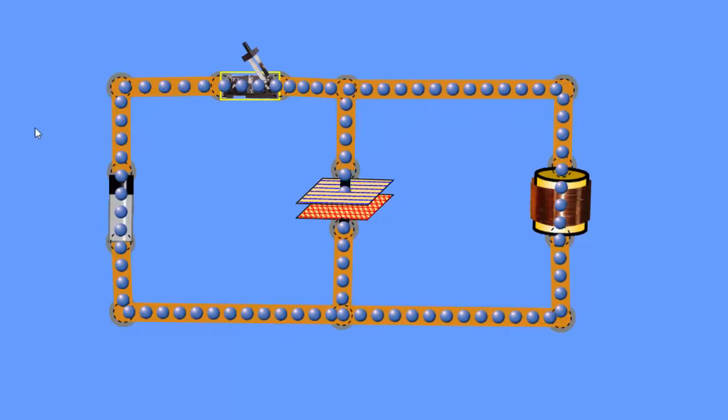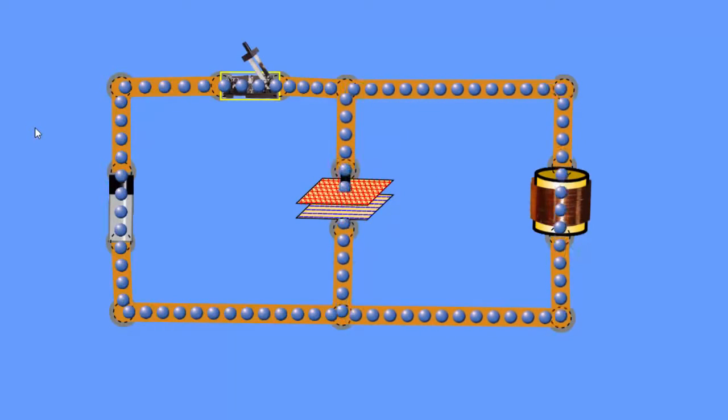So anyway, hopefully this will open your eyes a little bit to the possibilities of LC circuits and explain a little bit more about what LC circuits do.